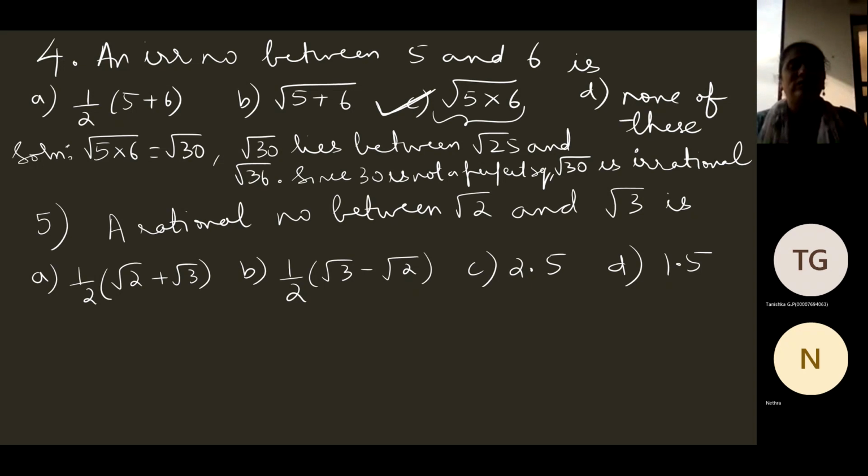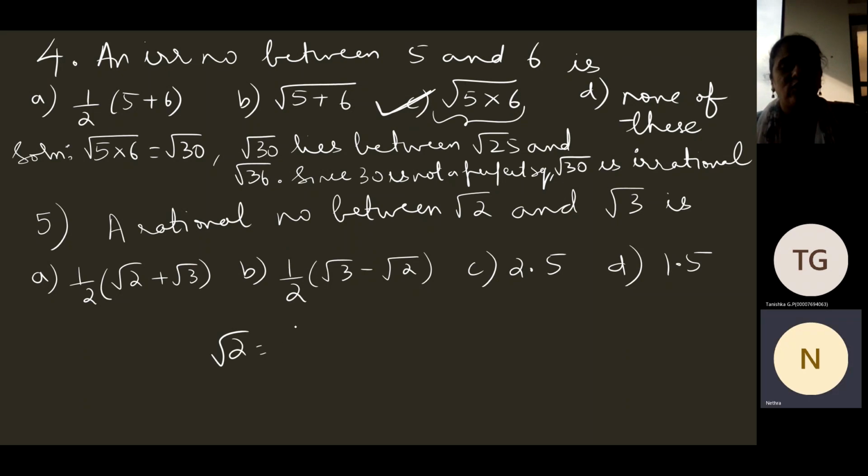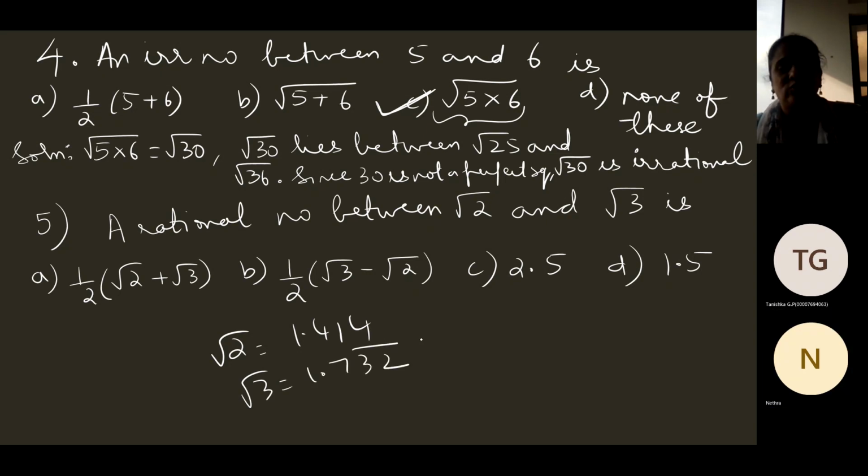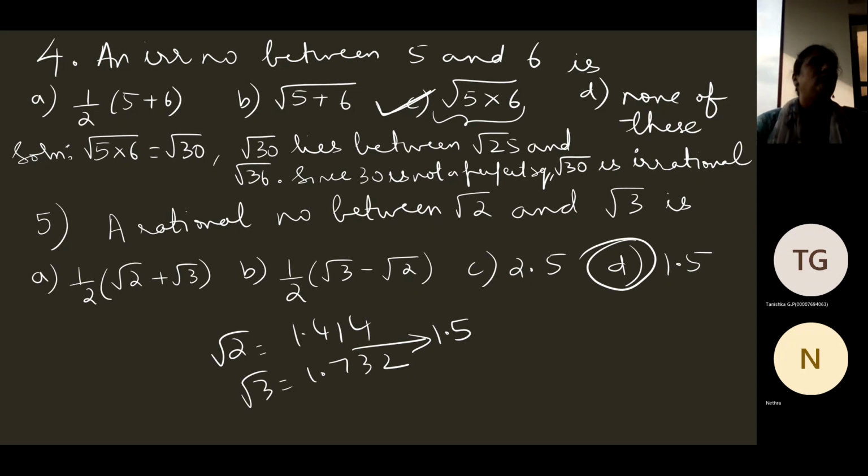Now, which of these lies between them? 1.5, because what is root 2? Root 2 is equal to 1.414. And what about root 3? 1.732. So you can see that 1.5 lies between 1.4 and 1.7. So the correct option is D. D is rational. First thing is 1.5 is rational and it lies between root 2 and root 3.